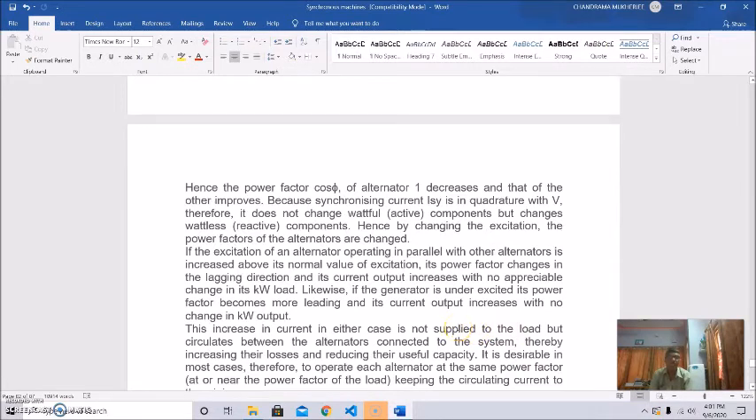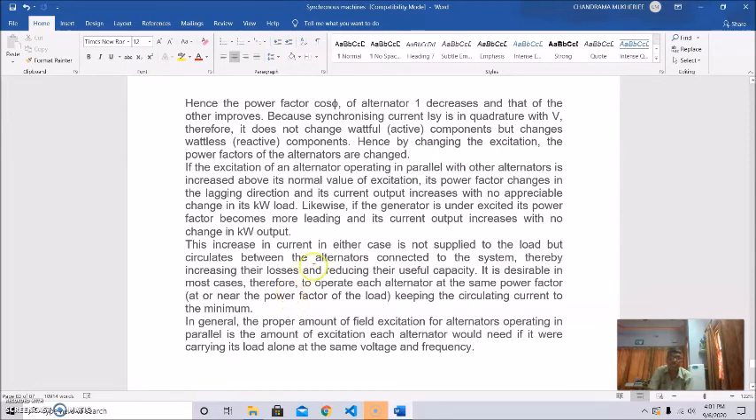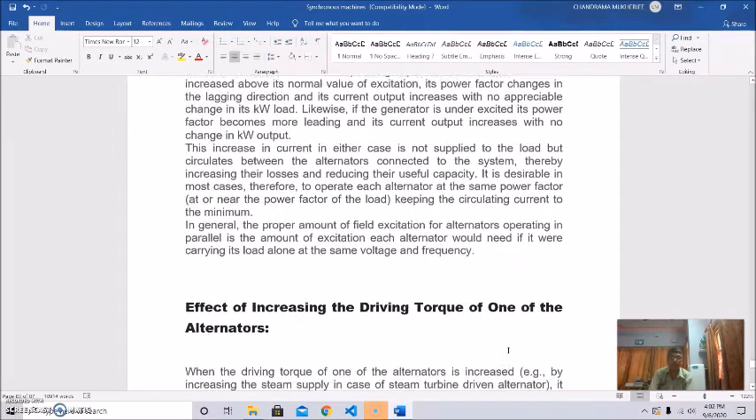Likewise, if the generator is under-excited, its power factor becomes more leading and its current output increases with no change in kilowatt output. This increase in current in either case is not supplied to the load, but circulates between the alternators connected to the system, thereby increasing their losses and reducing their useful capacity. It is therefore desirable in most cases to operate each alternator at the same power factor, or near the power factor of the load, keeping the circulating current to a minimum. In general, the proper amount of field excitation for alternators operating in parallel is the amount each alternator would need if it were carrying its load alone at the same voltage and frequency.